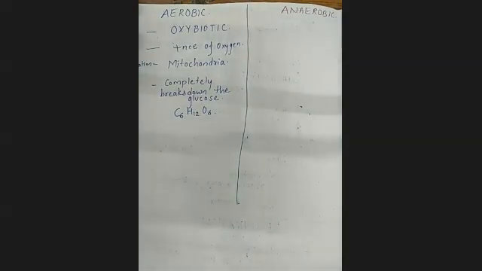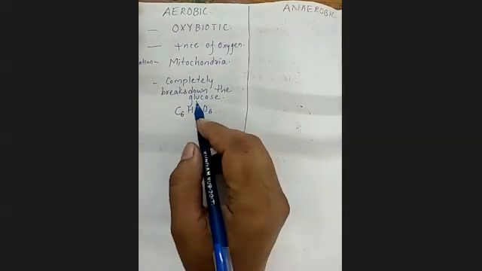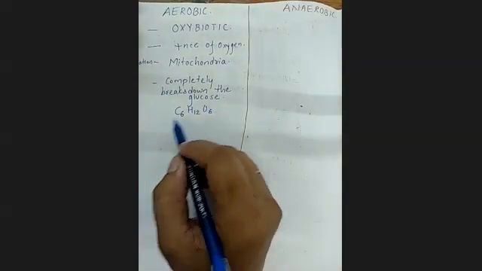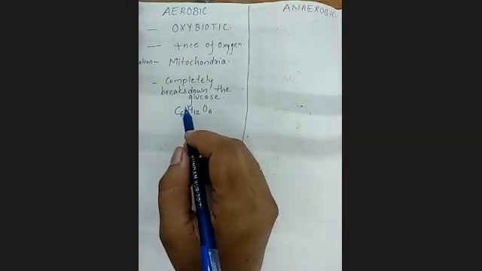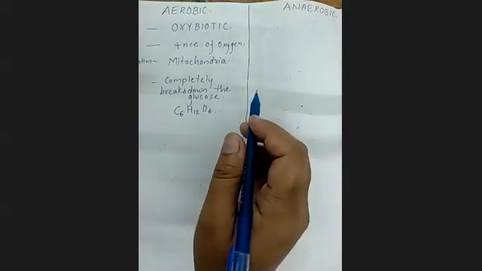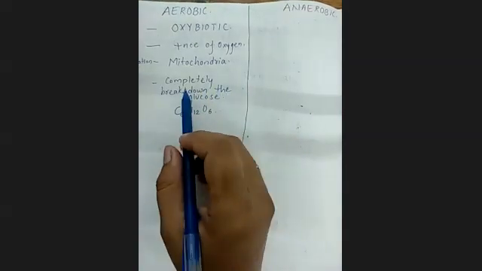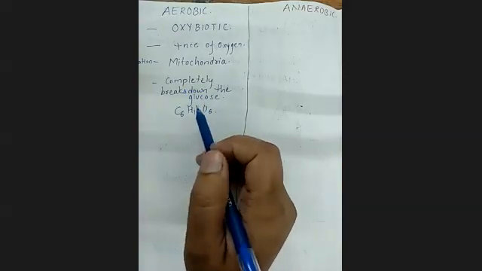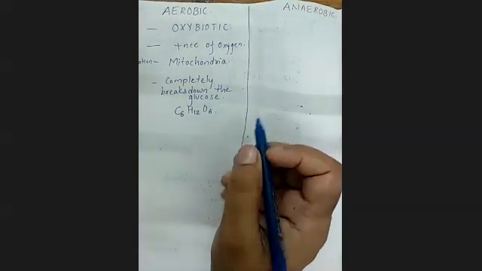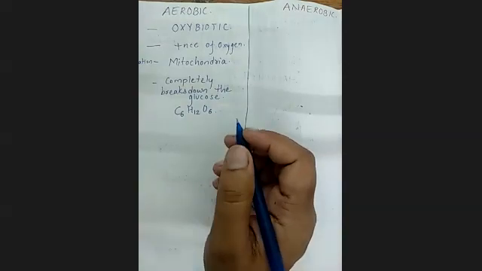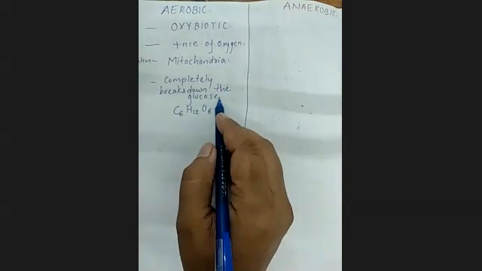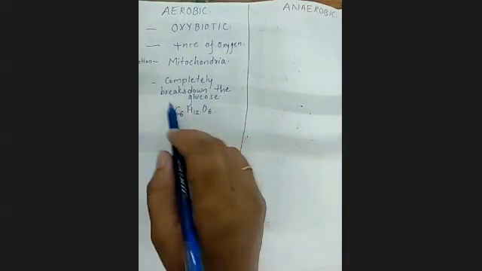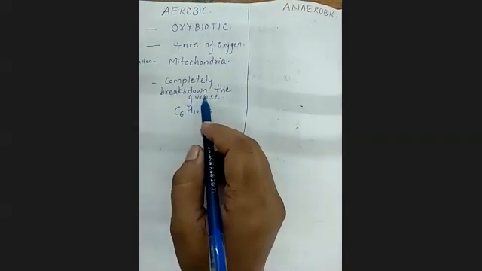Yes, miss. Okay, so complete breakdown means carbon, hydrogen and oxygen are all separated and utilized by the body. That is why it is called complete breakdown of the glucose. That is why we say it utilizes the food. The food is nothing but the starch, and starch is made up of glucose. So complete breakdown of glucose occurs in this process.